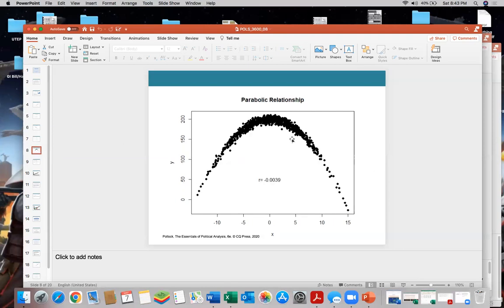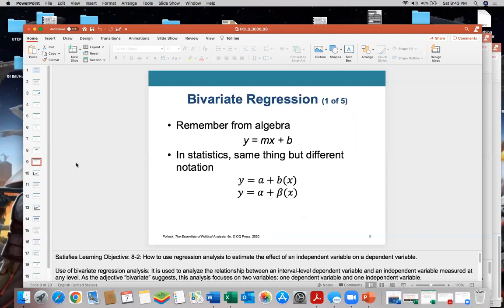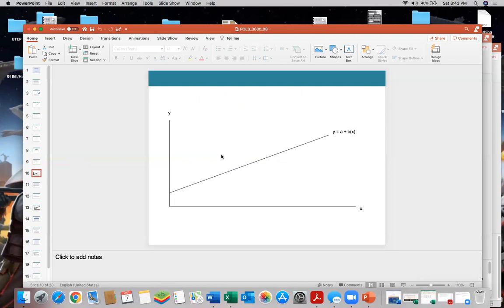And then there's also a parabolic relationship. This one I could see him putting on the test. He'll just show this and ask what type of relationship or correlation this is, and it's parabolic. You can tell because it goes up and then comes back down. Then we're going to get into bivariate regression, which is just our simple y equals a plus bx, where b is the slope of the line.